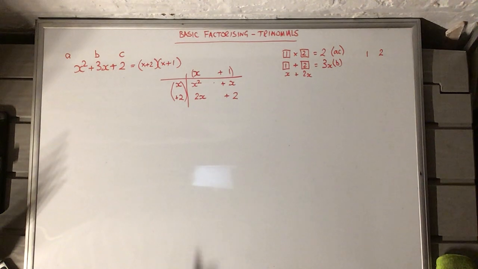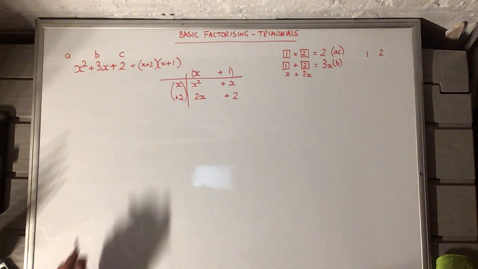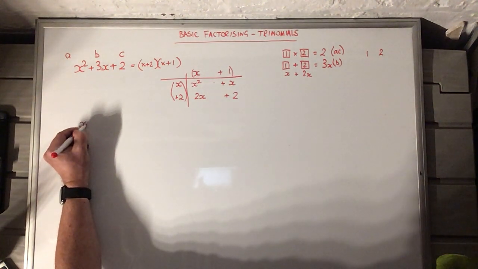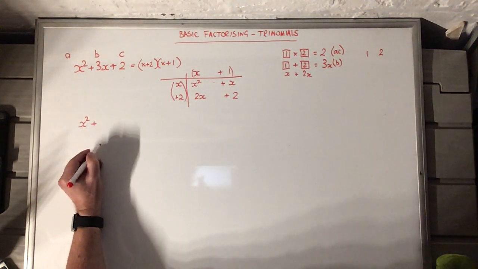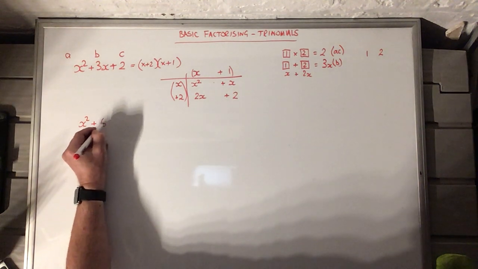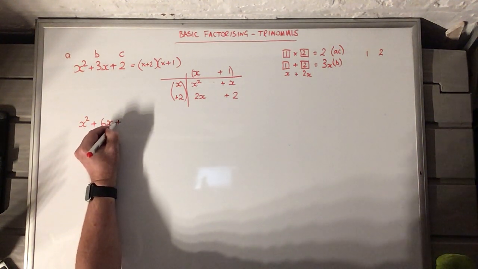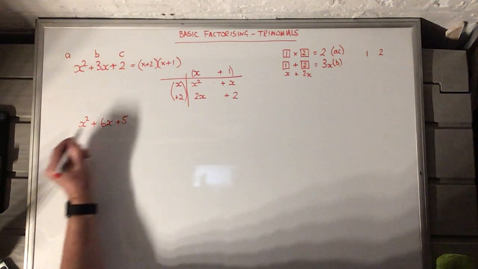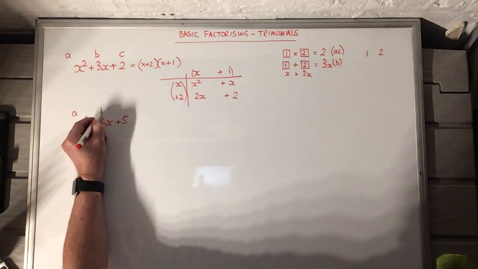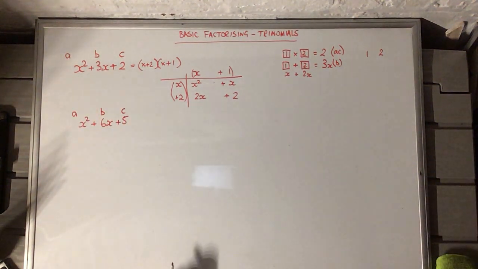Okay, right, I think we'll try another one. So let me think of another number that we can use. Just make one up. Yeah, here's another one. What about x squared plus 6x plus 5? Okay, so that's my A, my B, and my C.